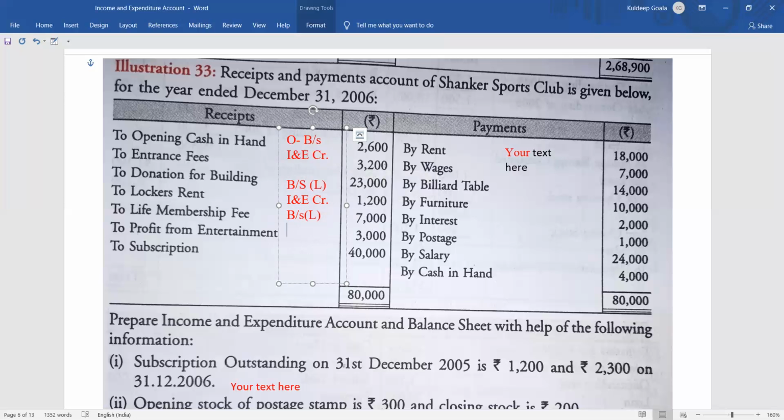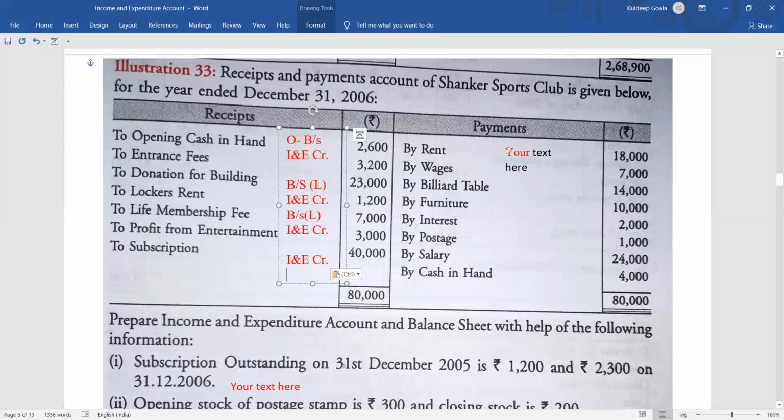Then profit from entertainment will also go in the income and expenditure account credit side. And at last, subscription also will go in the income and expenditure account credit side. So this is how the items will be placed. I hope all of you have understood this part.